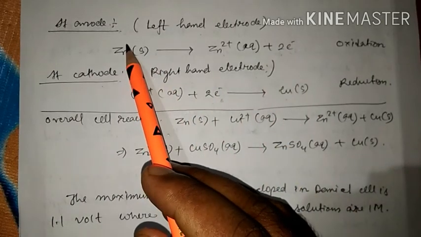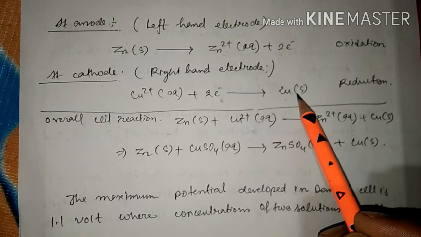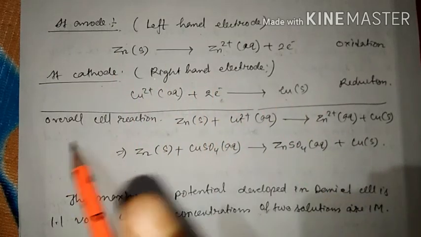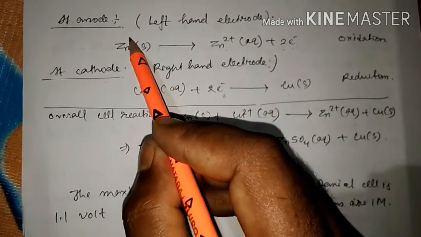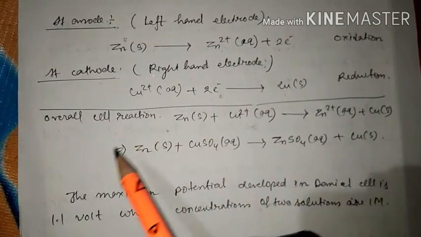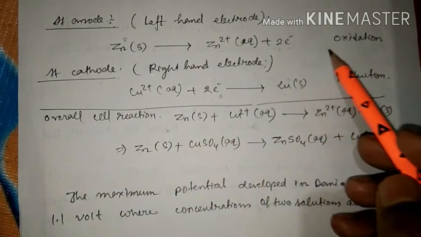Remember here this is zinc solid and here also copper solid. The oxidation state of this zinc and copper is 0. That means here is 0. Okay, now this one is the oxidation reaction.